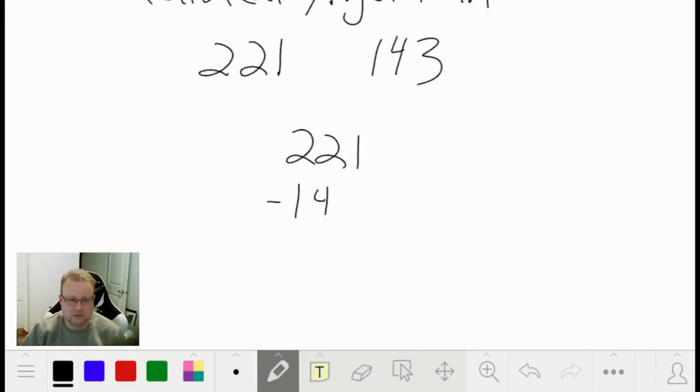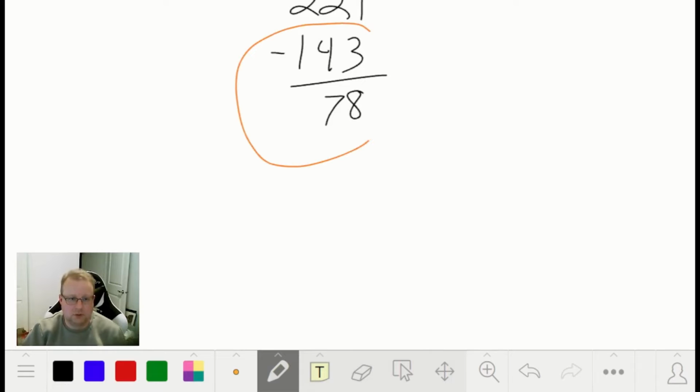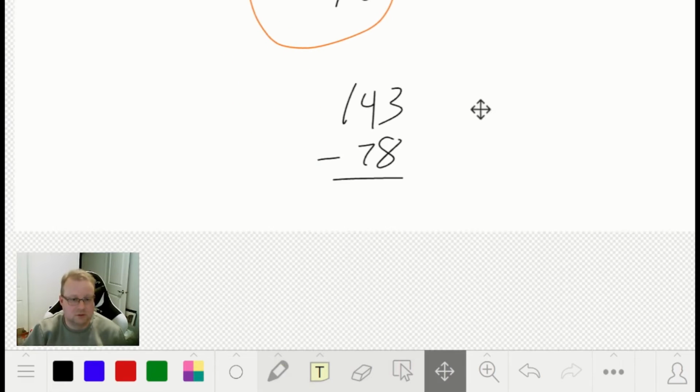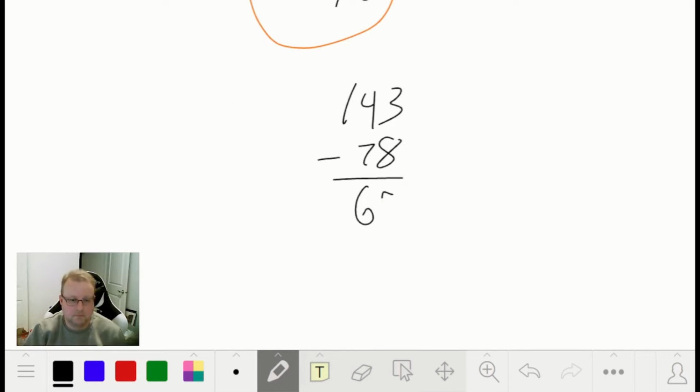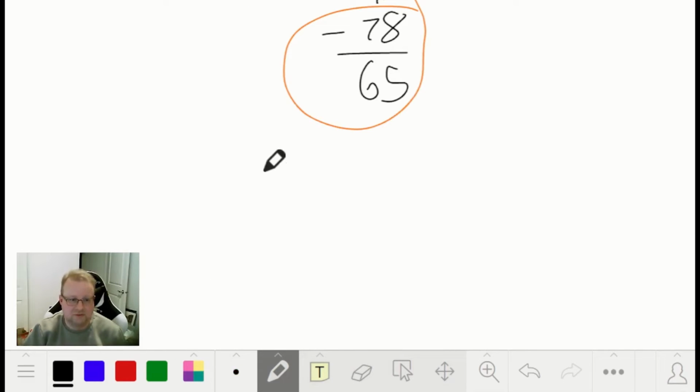and subtract the smaller number from it. In this case, 221 minus 143 is 78. Now we take our lower two numbers and use these two as the first two numbers in another step in the process. That gives us 65. Now we take our 78 and 65. And that gives us 13.